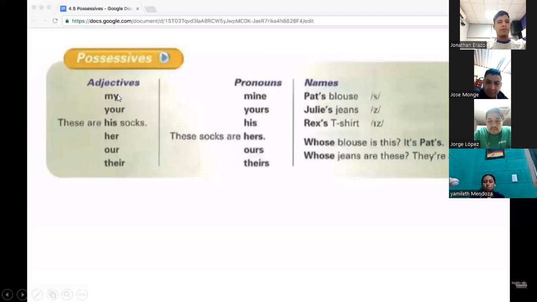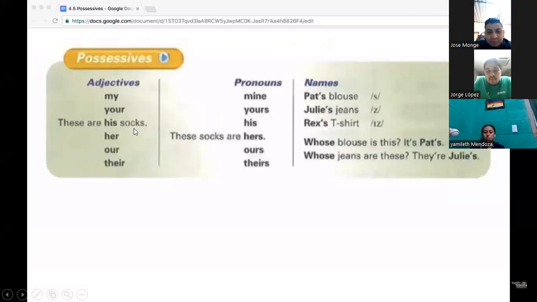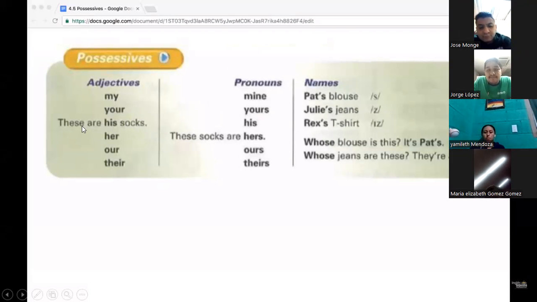Here we have this one, okay? So we have possessive adjective. Tenemos esto, okay? These are his socks, okay? Socks, do you remember? Socks son los calcetines, right? Las calcetas. These are his socks. Y ahora si lo ponemos aquí, these socks are his, okay? These are his socks. These socks are his. ¿Pueden notar cuál es la diferencia ahí, chicos?